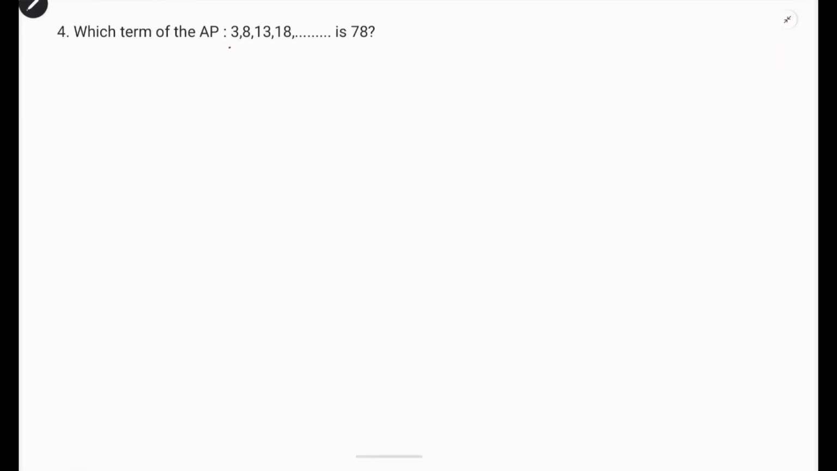Which term of the AP is 78? This is the AP given. It is 3, 8, 13, 18 and so on. Here the nth term is given as 78. We have to find what is n, which term it is.